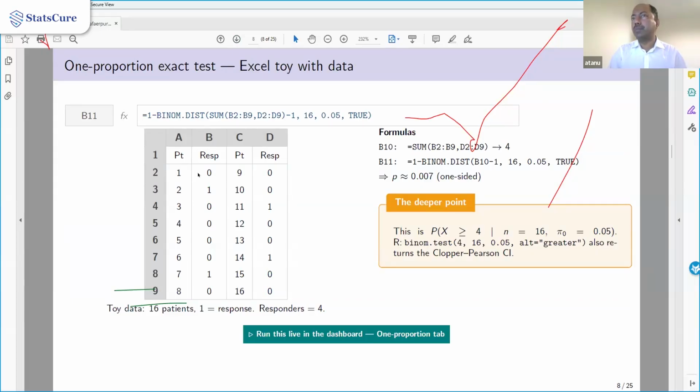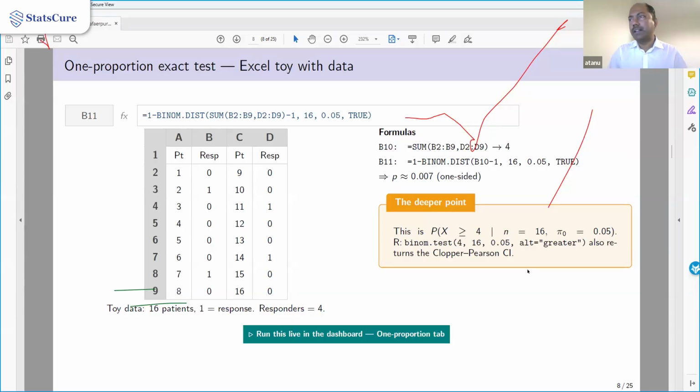If they are not responding, then we put it as 0. If they are responding, then we put it as 1. In the same way we do it for all 16 patients, and from there we calculate how many were responders, that is 4. So 1, 2, 3, 4. This is the simple example Excel file we need to create.